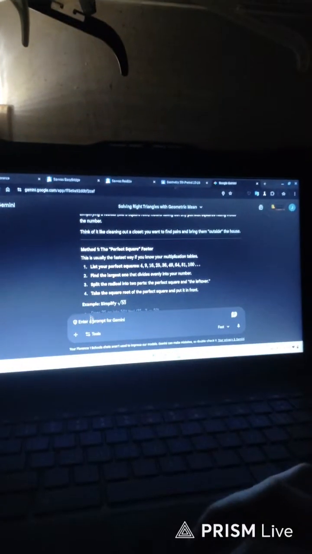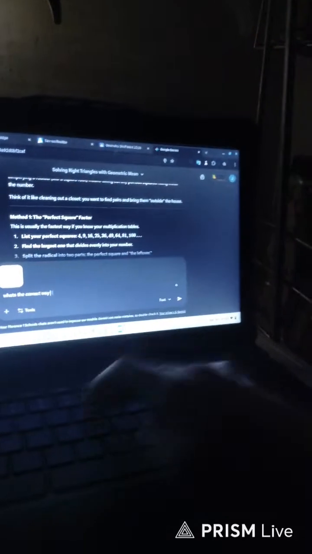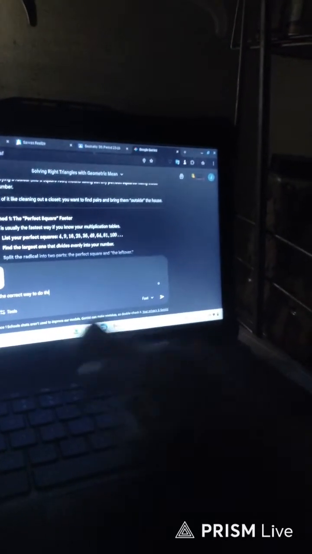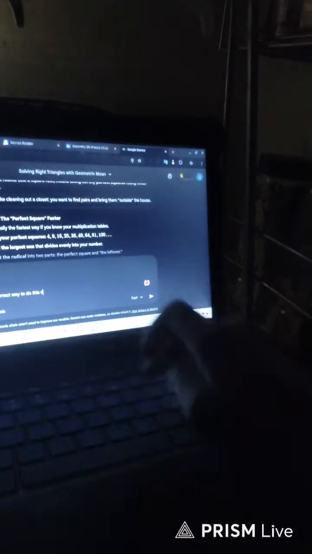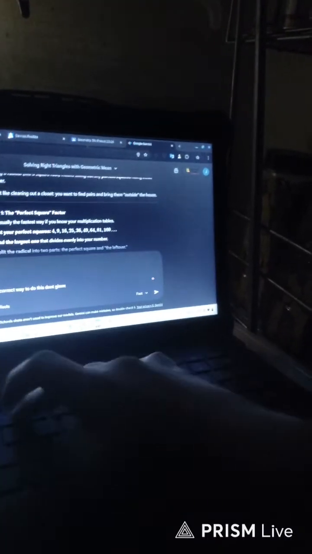How is that not negative 7? Let me go to Grammarly. I'm gonna ask it to teach me the correct way to do this. What's the correct way to do this? Don't give me the answer.